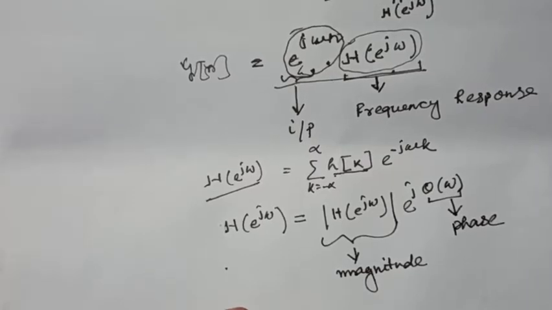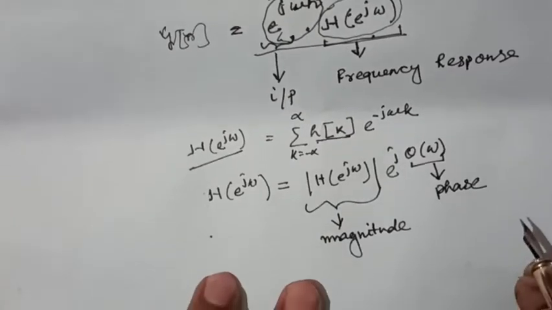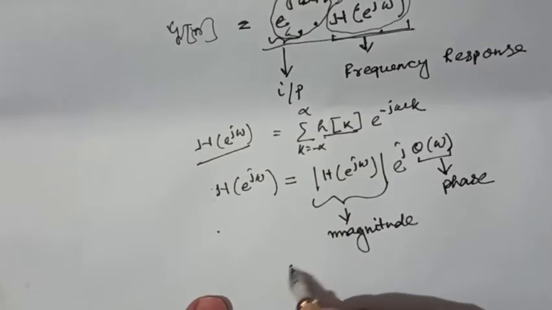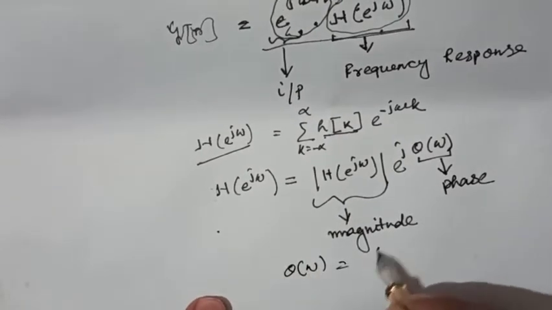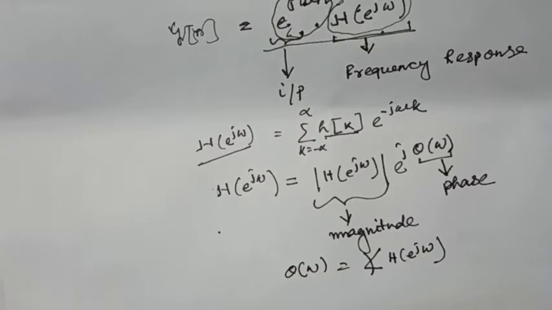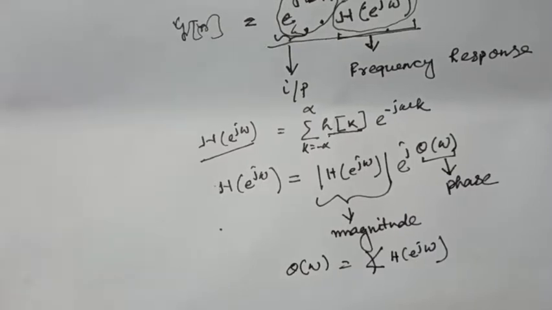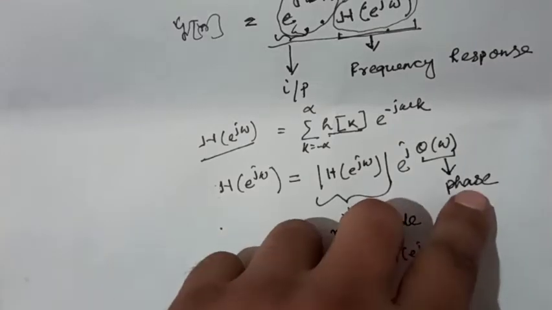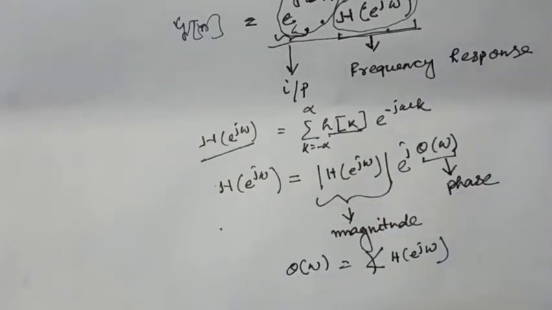So this theta of omega is nothing but the angle, the phase part, of H of e to the power j omega. So from the frequency response of the LTI system, we will get the magnitude response as well as the phase response of the system.